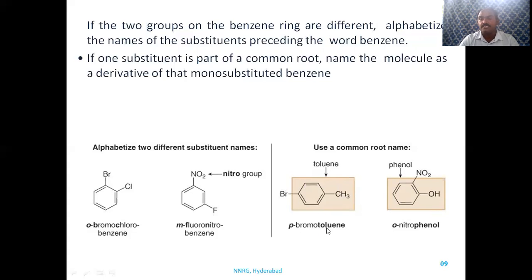Another example: in this example, the benzene has two substituents. One is a hydroxy group, and the other is a nitro group. We know that benzene with a hydroxy group has a common name, phenol, and nitro acts as a substituent. So nitrophenol is the name of the molecule. The position of the nitro group also decides the name. If the nitro group is at the ortho position, we call it ortho-nitrophenol. If it is at the meta position, we call it meta-nitrophenol. If it is at the para position, we call it para-nitrophenol.